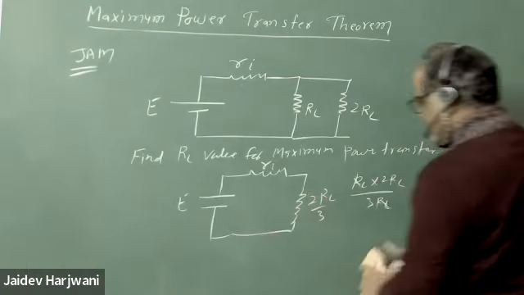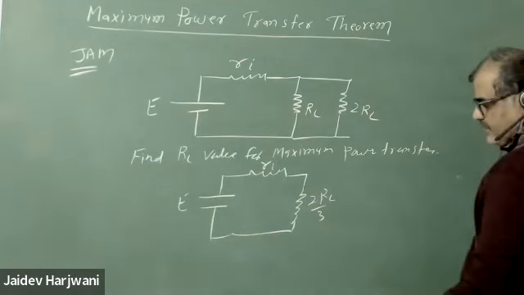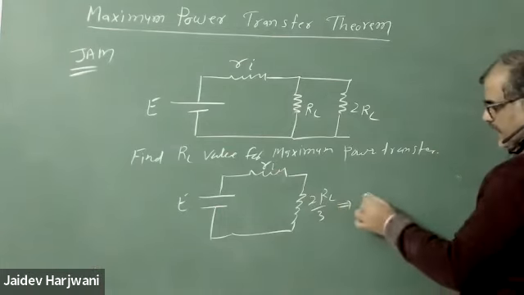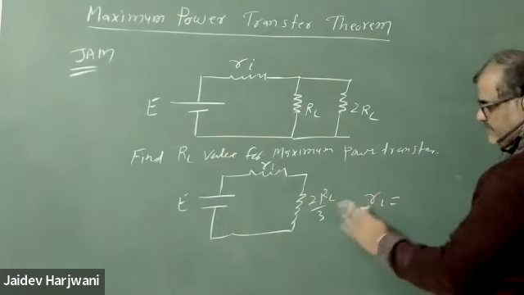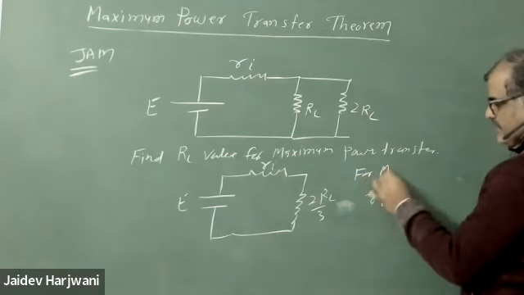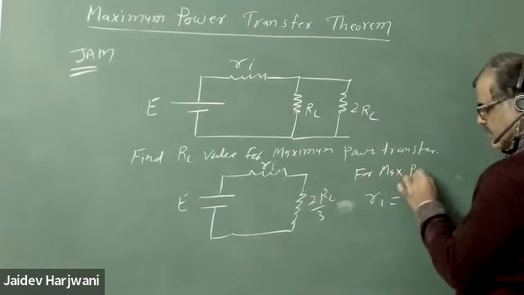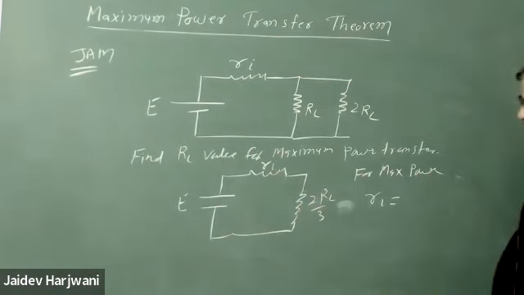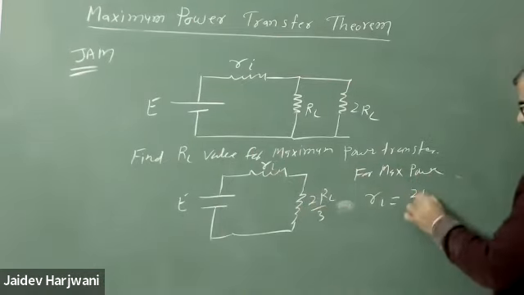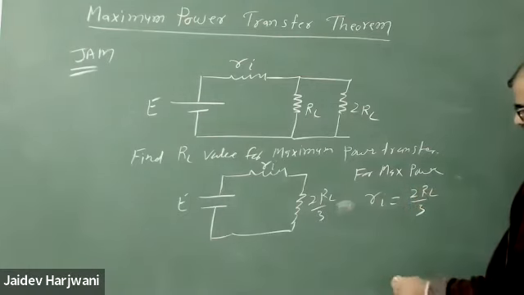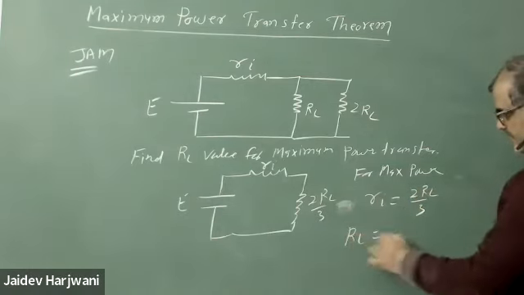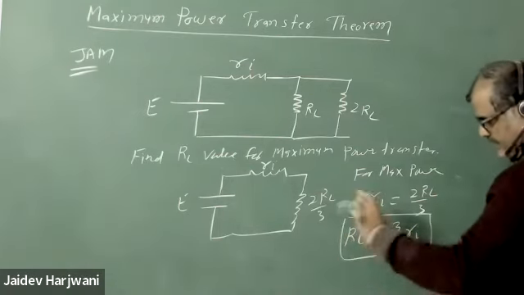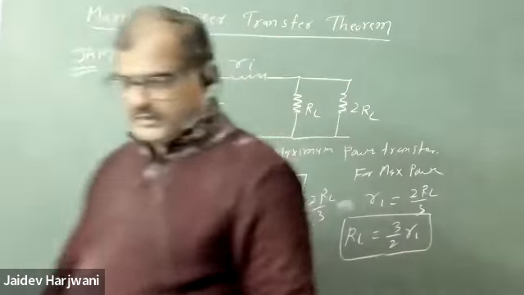Now by the maximum power transfer theorem, I know that this should be equal to this one. So for maximum power, RThevenin should be equal to Ri. So this RL should be equal to 2 RL upon 3, and this gives me the value of RL is equal to 3 by 2 Ri. This was a simple question they asked in JAM.